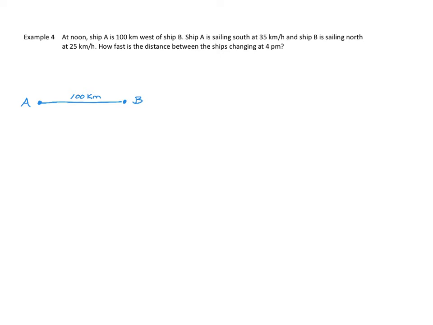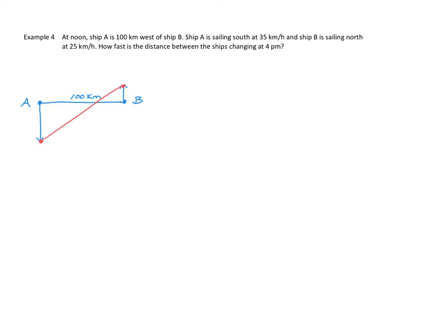Now, ship A is sailing south at 35 kilometers per hour, which is a faster rate than ship B. And ship B is sailing north at 25 kilometers per hour. If we want the distance between them, that's going to be the line that goes from here to here. So I'll draw it like this. What we want to know is, how fast is this line changing? In fact, how fast is it increasing?